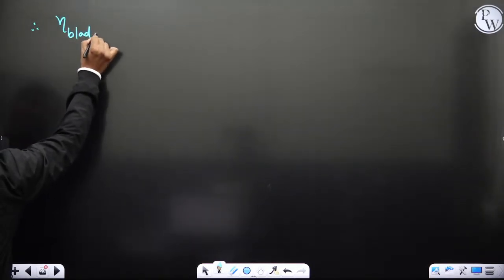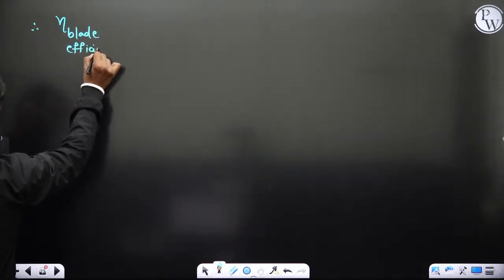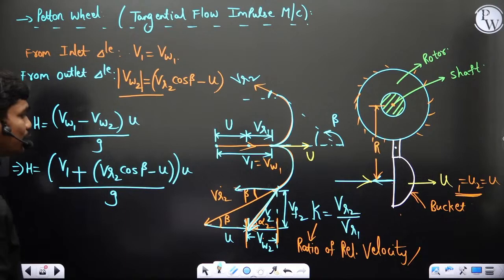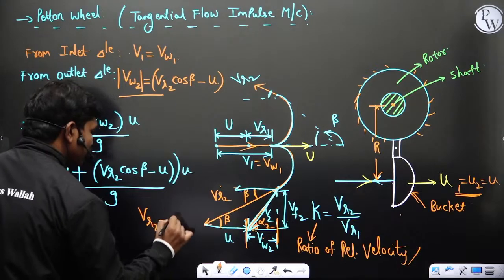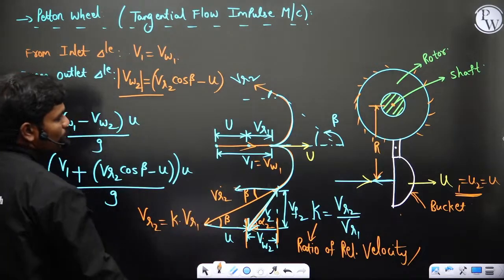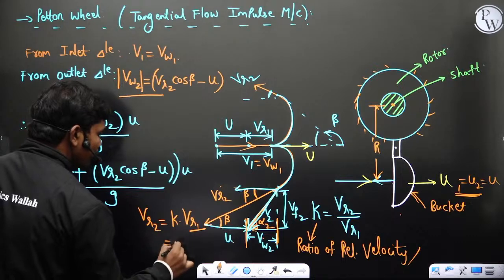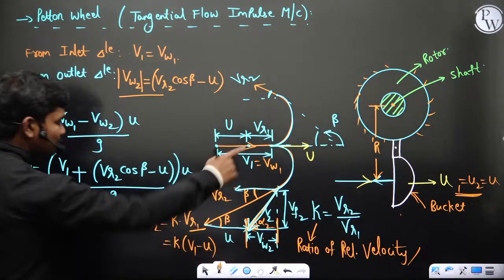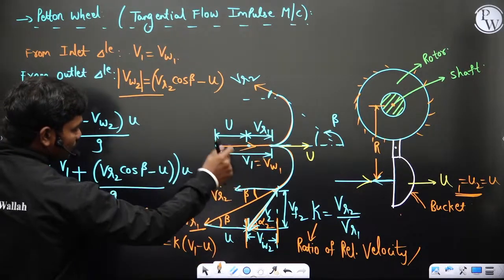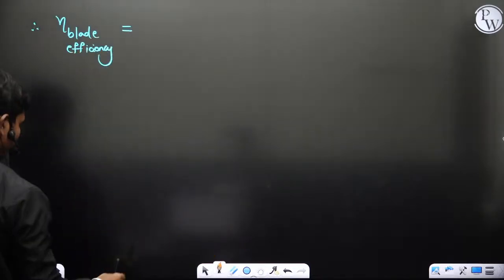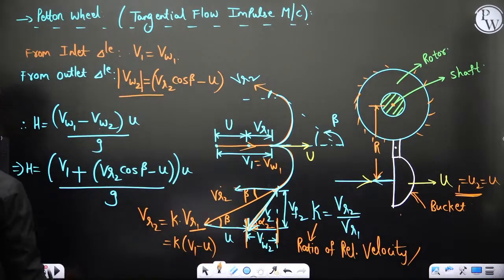If you see, therefore, blade efficiency. If you talk about this blade efficiency, then energy supplied, okay, so you can write this vr2 as, for example, vr2 is equal to k times vr1, and what about vr1? vr1 is nothing but v1 minus u, right? That's what you have here in this case. You can see clearly k into vr1, this v relative 1 is nothing but this complete v1 minus u. So if you replace here vr2 as k times of v1 minus u, let's see.